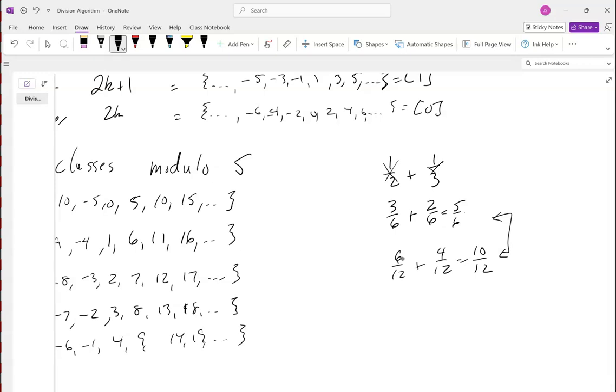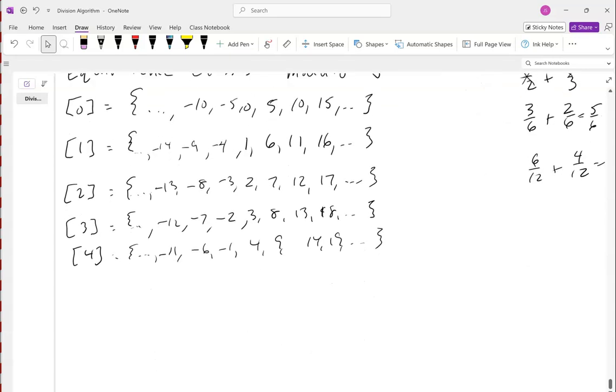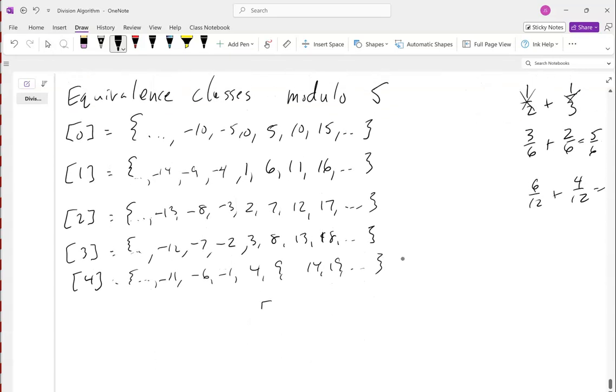Okay. So anytime we do operations on equivalence classes, it needs to be independent of the equivalence class representative. What I mean by that is if you want to define the equivalence class of 2 plus the equivalence class of 4, that needs to be exactly the same thing as the equivalence class of -8 plus the equivalence class of 24, for example. Those need to be the same.